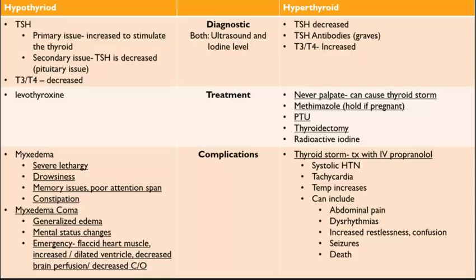You can also see radioactive iodine being used, thyroidectomy, getting rid of the thyroid itself. However, if we get rid of the thyroid, they're going to be hypo and be on long-term levothyroxine. Things to remember, never palpate or squeeze the neck area because that's going to push out more T3, T4. And it can send them into a complication called thyroid storm.